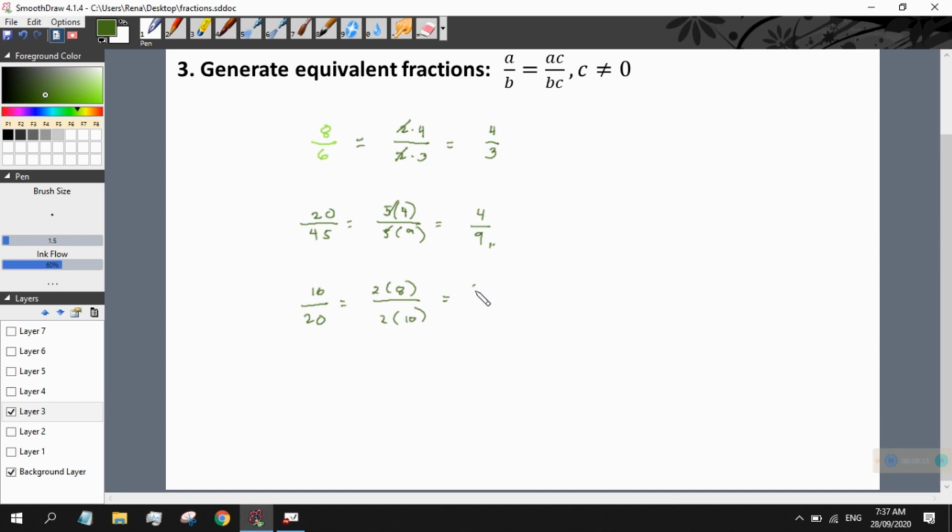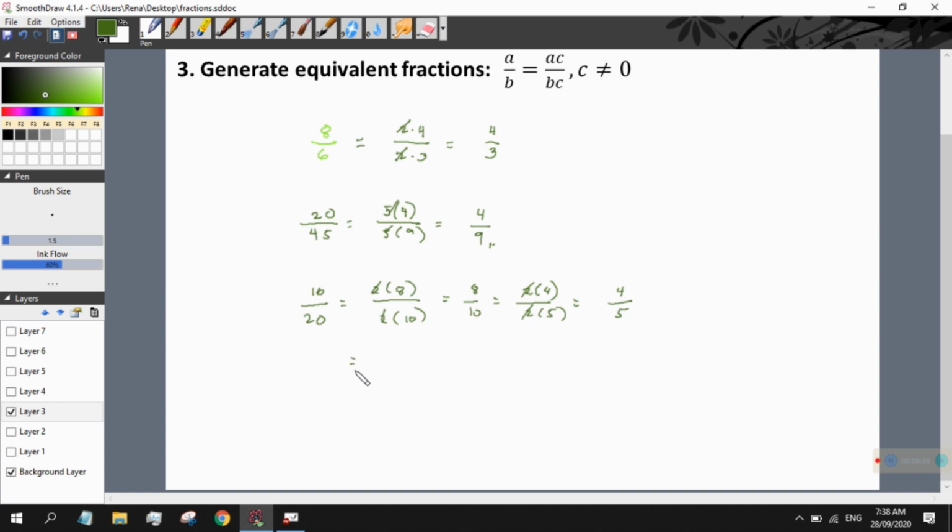And also, if you end up with 8 over 10, hindi pa siya at its simplest form because there are still other values inside of 8 and 10 that can be factored out to generate equivalent fractions. We have 2 times 4 and then 2 times 5. We are going to end up with 4 over 5. Okay? So, as long as you can factor out something from the numerator and denominator to generate equivalent fractions, tuloy-tuloy lang.